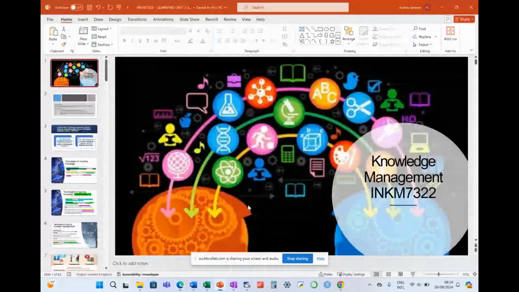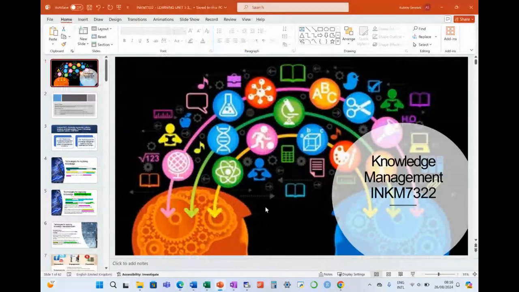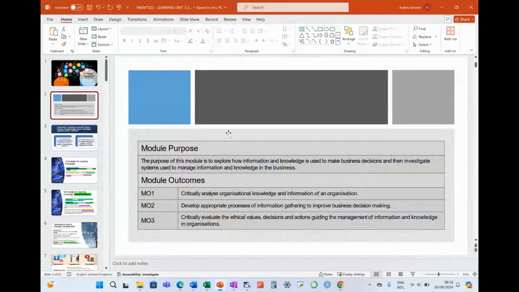Right. So, as mentioned earlier, we're now getting into Learning Unit 3, right? And if we look at Learning Unit 3, the purpose of this learning unit, or at least the module outcomes, is to critically analyze organizational knowledge and information of an organization. All right, and that's what we're going to be focusing primarily on today.